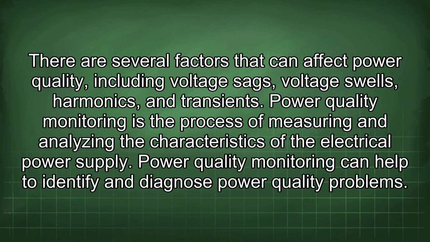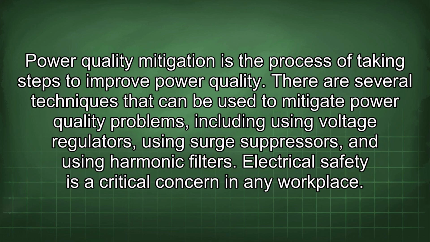Power quality monitoring is the process of measuring and analyzing the characteristics of the electrical power supply. Power quality monitoring can help to identify and diagnose power quality problems. Power quality mitigation is the process of taking steps to improve power quality. There are several techniques that can be used to mitigate power quality problems, including using voltage regulators, using surge suppressors, and using harmonic filters.